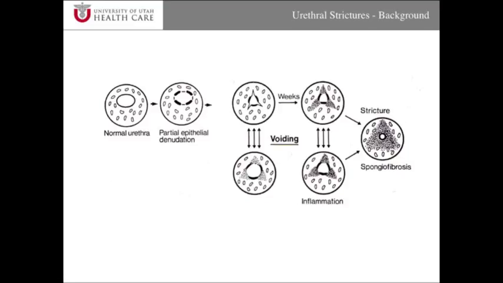Then the high pressure urine going through the area cracks the area. It's essentially like a very bad chapped lip, but in the urethra. And the continual urine and cracking and high pressure urine going through the area perpetuates a scar which becomes very dense and very hard to cure. This is what we refer to as spongiofibrosis.